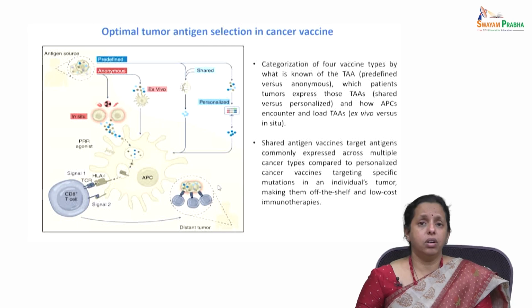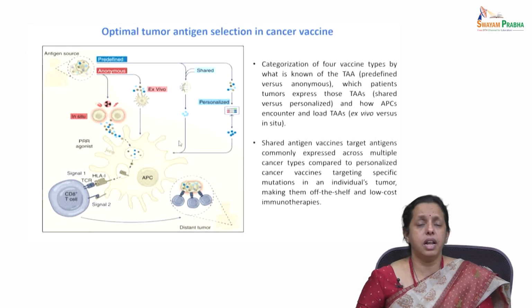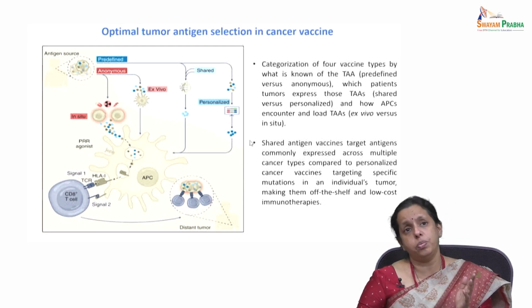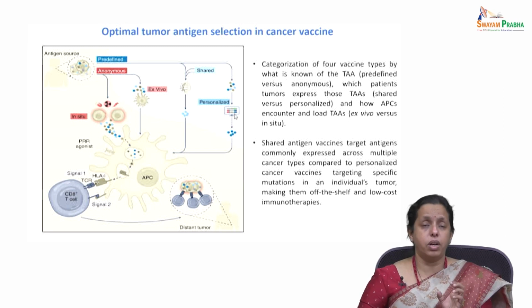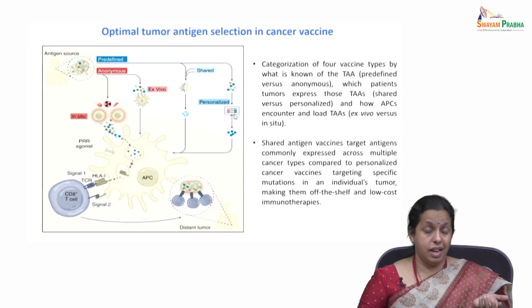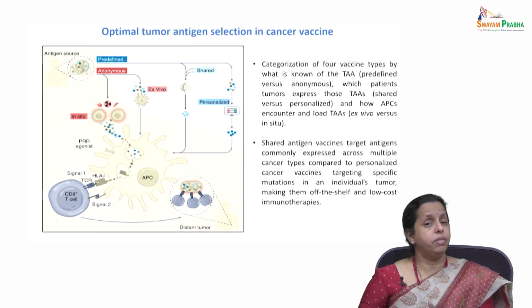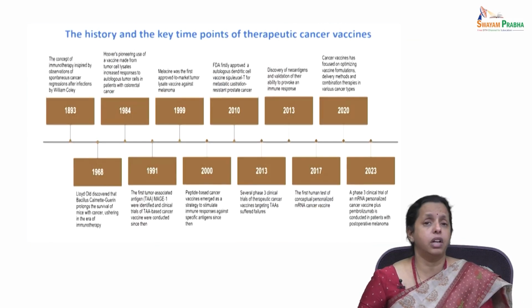Therefore, your shared TAAs in patients make a promising off-the-shelf immunotherapy option, whereas your personalized cancer vaccines have gained the spotlight due to modern high throughput genome sequencing, where you are able to pinpoint what exactly the tumor mutation is, and then you are able to give a deeper understanding to your neoantigen production, thereby informing whether you can have a personalized vaccine for that particular tumor type.